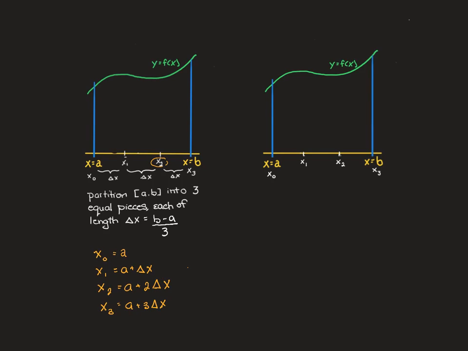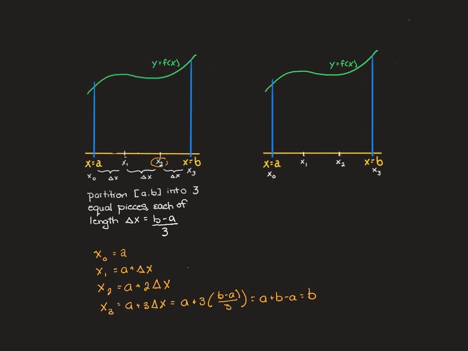Let's see if that works. It must, right? So it's a plus 3 times delta x, which is b minus a over 3. And the 3's cancel, so we get a plus b minus a equals b. Okay, so we've described everything that I've drawn.